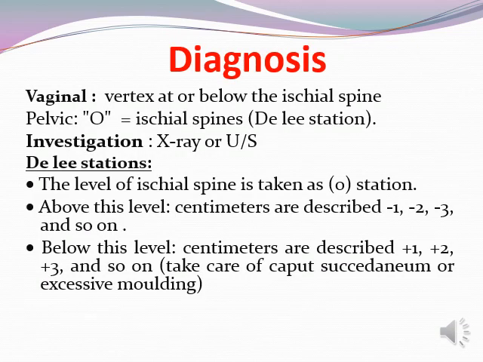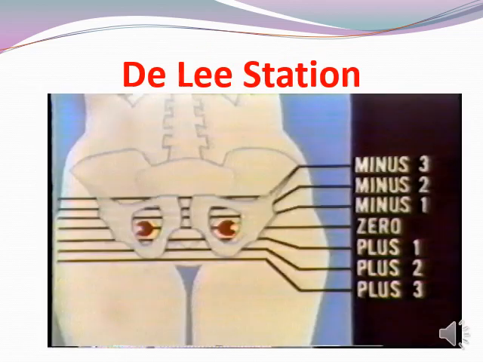You can also diagnose by vaginal exam using what is known as station. The level of the ischial spine is taken as 0 station. Above this level, centimeters are described as -1, -2, -3, and so on. Below that level, the centimeters are described as +1, +2, or +3. This picture represents the station. This is 0 station, and this is -1, -2, -3, and this is +1, +2, and +3.